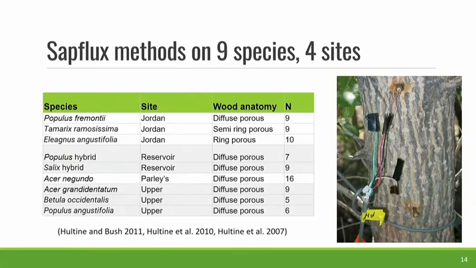To answer this question, I did a reanalysis of some existing published sap flux work. I could not do this without my colleagues Kevin Hulteen and Susan Bush. They went out in the summer of 2004 and instrumented 4 sites, 9 species, across an elevation gradient in the Wasatch Front. It takes a lot of work to keep those sites going, as I was just chatting with Ashley about before. They used the Granier or thermal dissipation method.